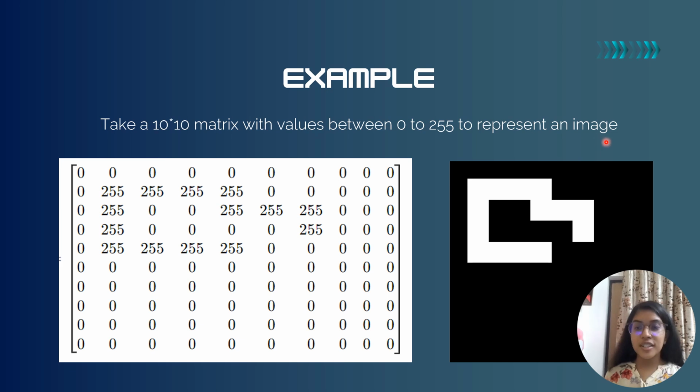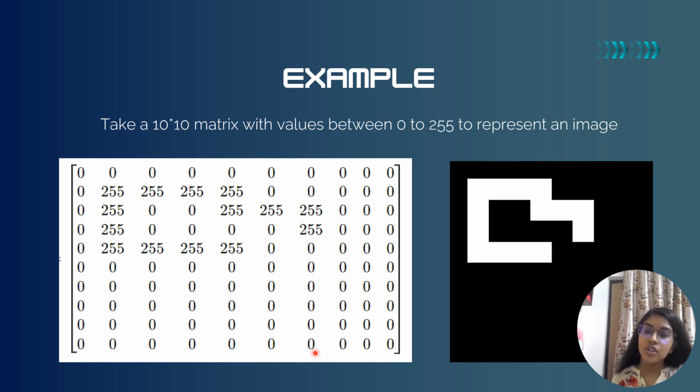Now, let's take an example because it's always easier to understand things using examples. Here I took this image, which has only two colors, pure black and pure white. This is the matrix form of that image. All the black region can be represented as zeros, and the white region can be represented as 255s.